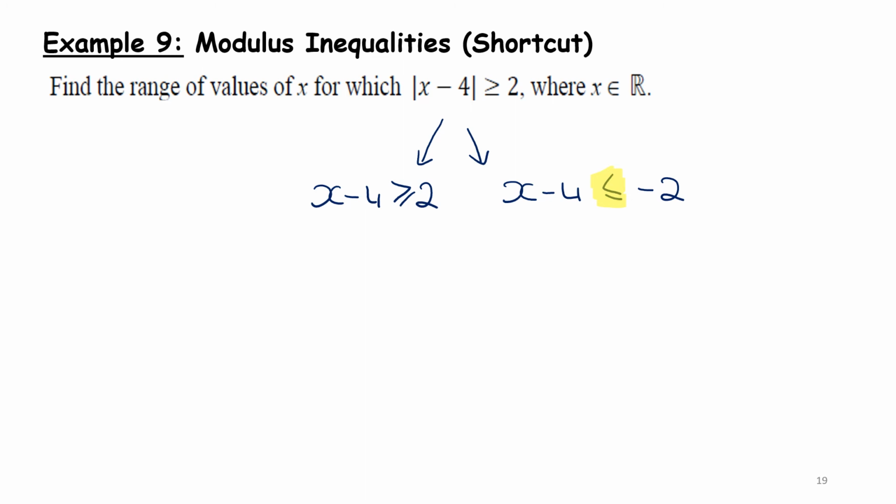So now we have some linear inequalities to solve. We solve these the same way as we solve linear equations. We're going to add a 4 to both sides here, and we get x is greater than or equal to 6. Here again, add a 4 to both sides, and we get x is less than or equal to 2. So really nice and simple, but remember, you need to make sure that you fully understand and you'll fully remember this shortcut if you plan to use it.